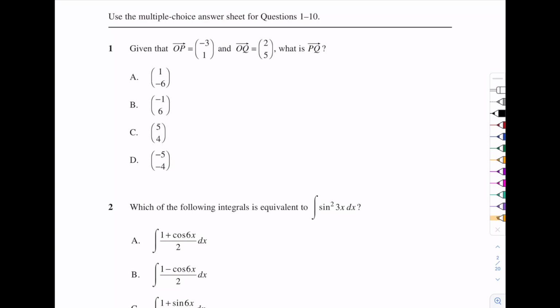Question 1. Given that vector OP equals -3, 1 and OQ is 2, 5, what is PQ? So here we've been given 2 position vectors, and we need to find the displacement vector PQ. In order to do this, we recognize that PQ is the same as OQ minus OP, and so we're simply subtracting those 2 vectors. 2, 5 minus -3, 1. We subtract component-wise, which gives us 2 minus -3 is 5, 5 minus 1 is 4, which gives us option C, and that's that one.